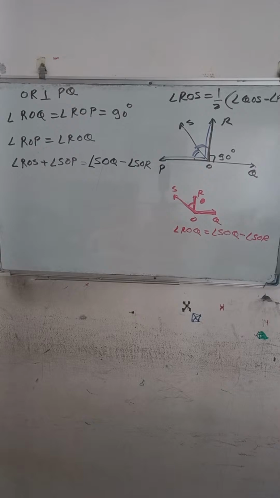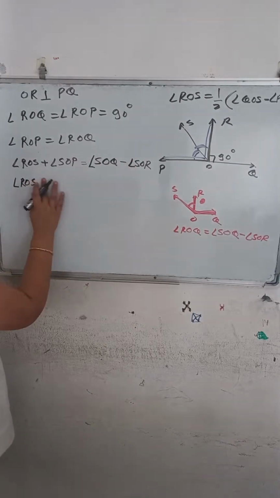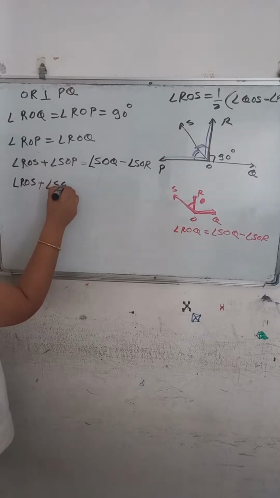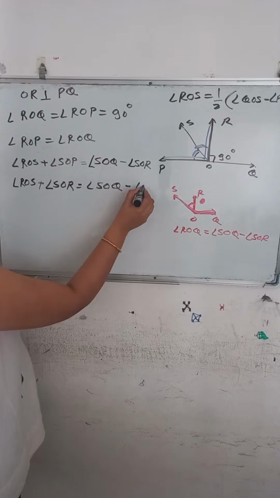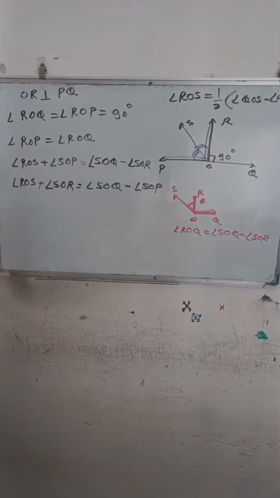Okay, so here already I have ROS, and this SOR with negative sign I will transpose to this side. So I will write SOR is equal to SOQ minus angle. This SOP I will transpose over here. Names are here and there, but angles will remain same. That will not be changed. People are thinking the angle sequence is changed, meaning instead of POS I wrote SOP, but the main middle portion will remain same.